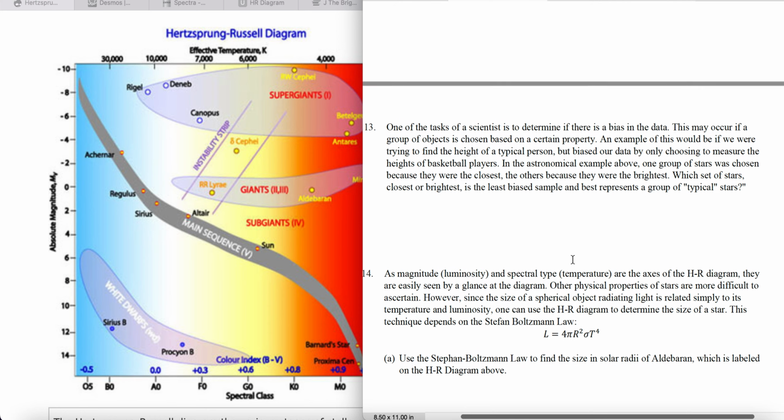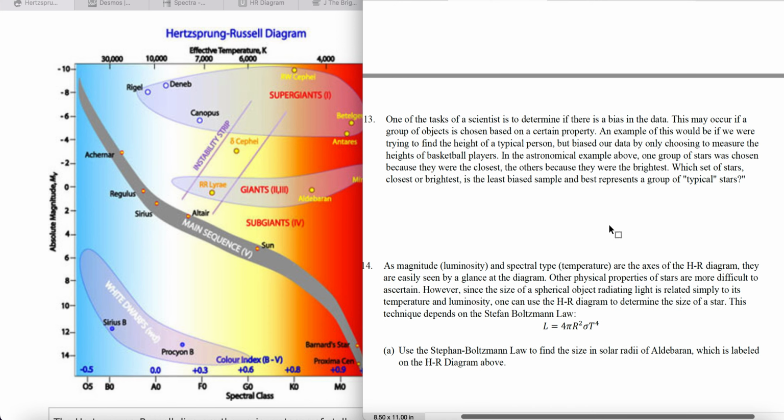Then, one of the tasks of scientists is to determine if there is a bias in the data. This may occur if a group of objects is chosen based on a certain property. An example of this would be if we were trying to find the height of a typical person, but biased our data by only choosing to measure the heights of basketball players, who of course are going to be a taller group of people. So that would be a bad choice of sample. Maybe you've heard that if you've ever taken a statistics class. So that idea certainly applies to science.